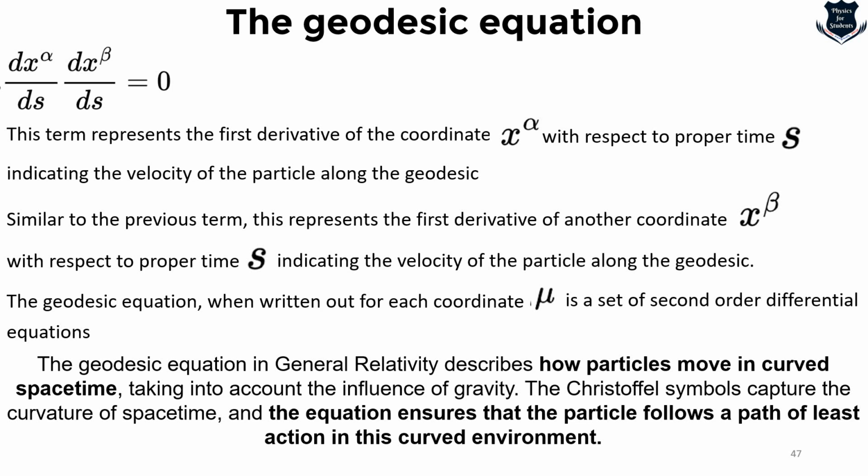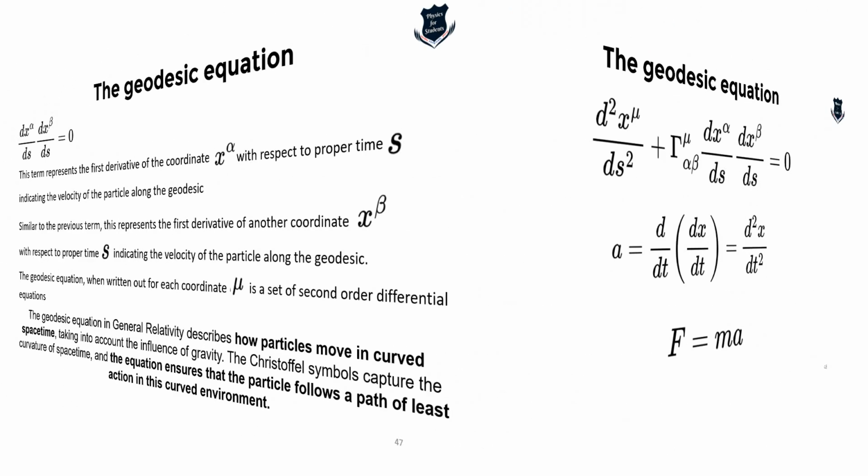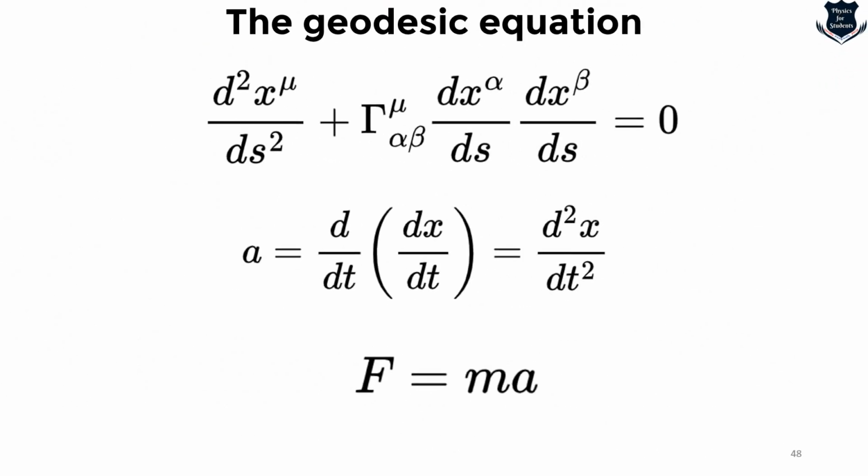So what do we summarize from this? We summarize that the geodesic equation in general relativity describes how particles move in curved space-time. The Christoffel symbols capture the curvature of spacetime, and the equation ensures that the particles follow a path of least action in this curved space-time. So from here, let us look into these three equations. The first is the geodesic equation, the second is Newton's law of motion, F equals ma, I hope you all know. The reason I have written these three equations is to show you a kind of comparison.